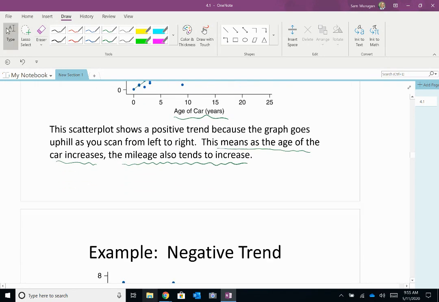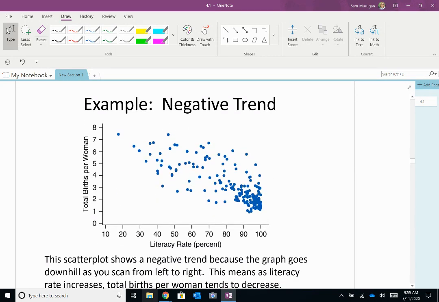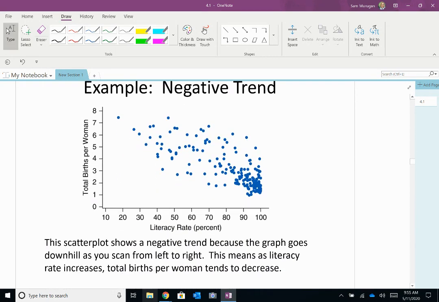Here's an example of a rough negative trend. The scatter plot shows a negative trend, and it's a plot of literacy rate versus total births per woman. It's trending downhill from left to right. This means as literacy rate increases, total births per woman tends to decrease. Remember, these were just examples, and the surveys are not intended to be a general description of our current population.